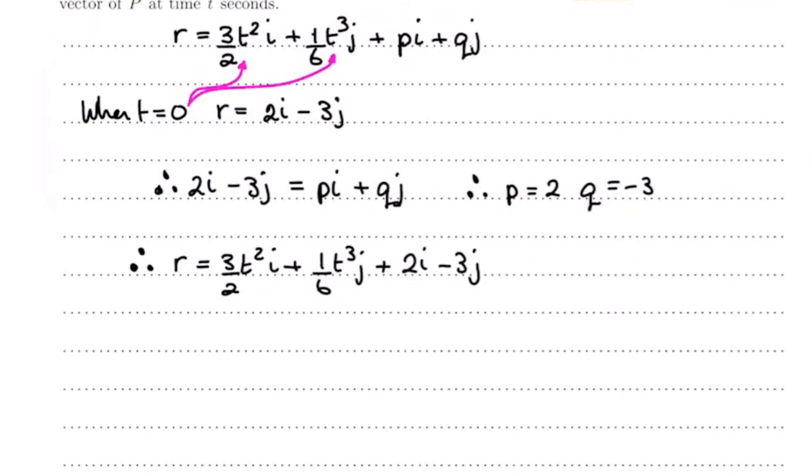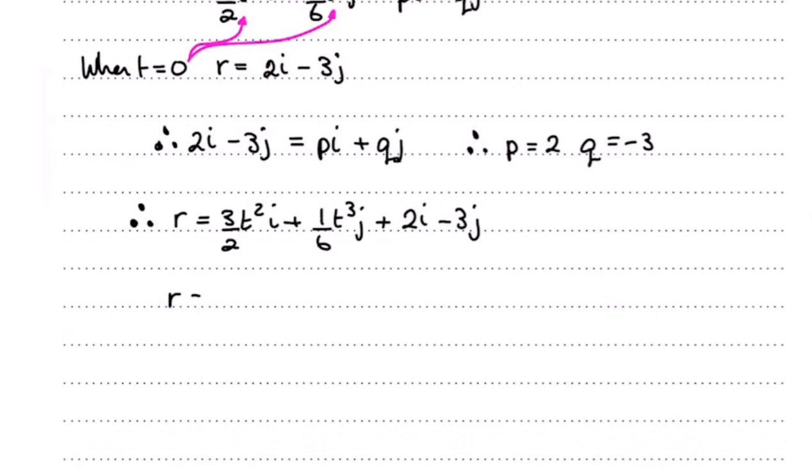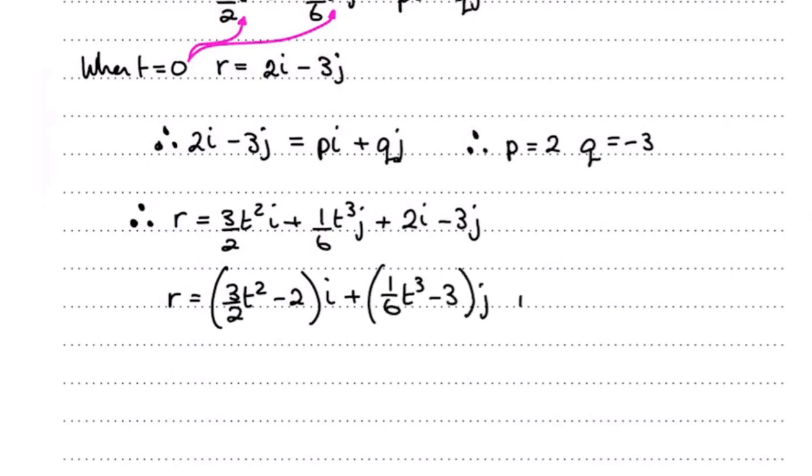What we usually do is we pull the i's and j's together. So it's (3 over 2 t squared plus 2) as your i component, and then (a sixth t cubed minus 3) j, and that of course will be in meters.